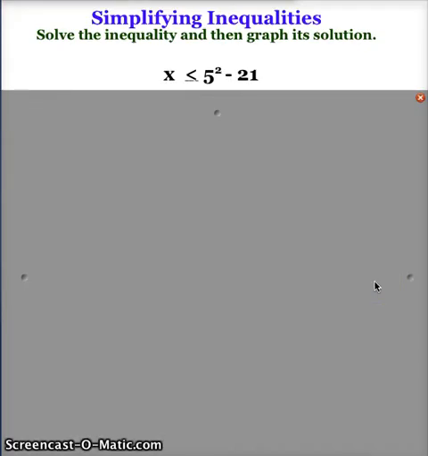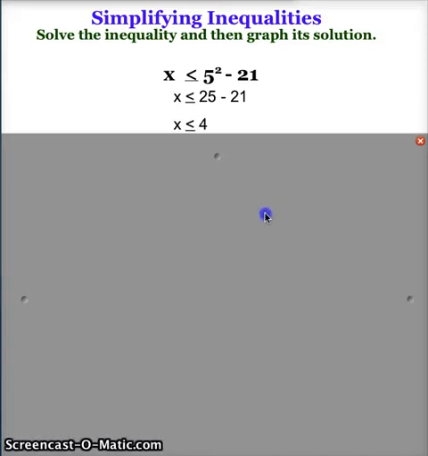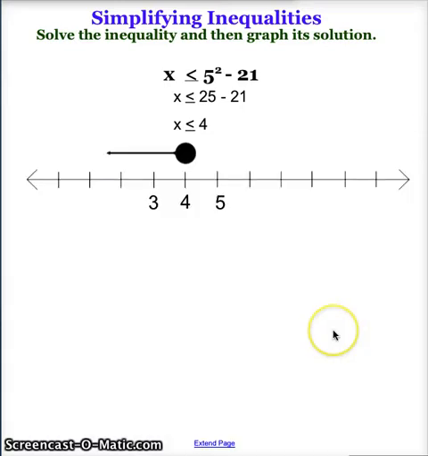X is less than or equal to 5 squared minus 21. Well, x is isolated, but let's simplify this. X is less than or equal to 25 minus 21. X is less than or equal to 4. So on the number line, we can put 4 in the middle, 5 to the right, and 3 to the left. We will draw a closed circle or a filled-in circle because 4 is also part of your solution because x is also equal to 4 and also numbers less than 4. So we draw it to the left.